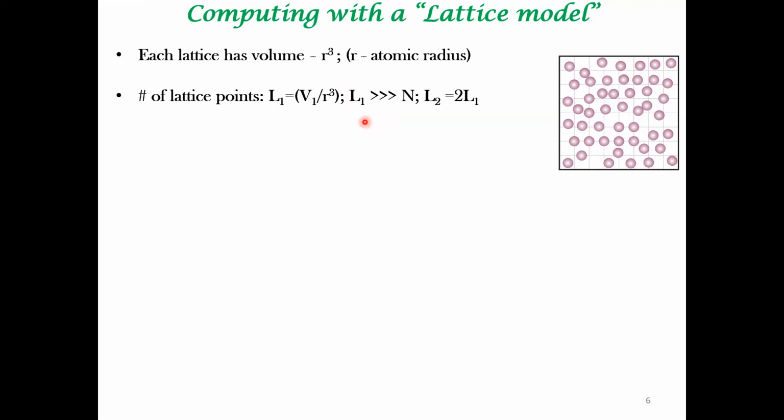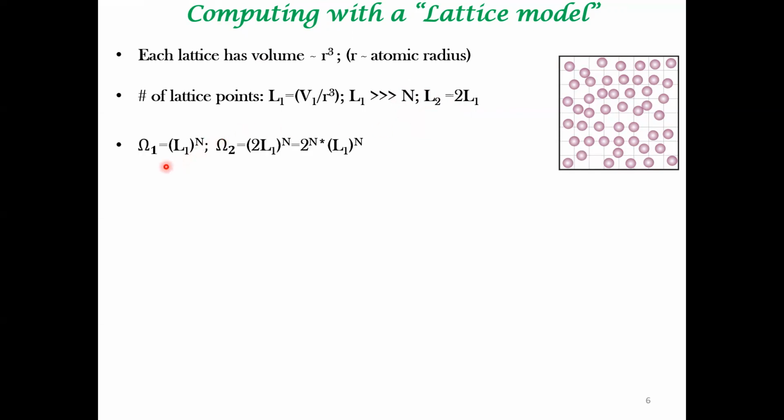Because most of the gas chamber is empty, our L1 is much larger than the number of atoms present. When the volume increases, L2 becomes twice L1. And again, L1 and L2 are much larger than N.